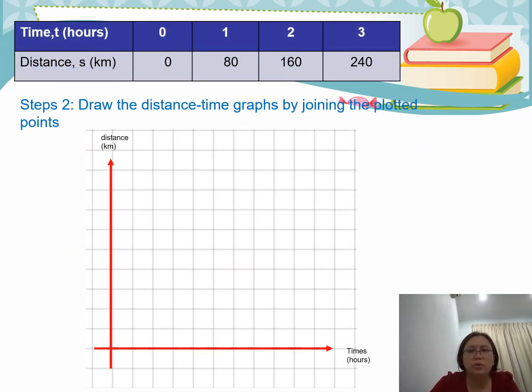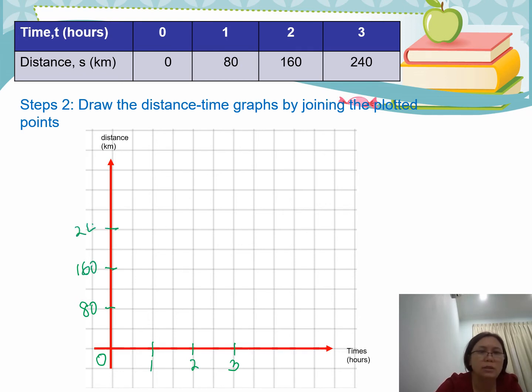Step 2. At first, you draw your x-axis and y-axis. Then you choose a suitable scale to represent your x-axis. Start from 0. Every 2 units on your x-axis represent 1 hour: 1, 2, and 3. For your y-axis, every 2 units will represent 80 km. Start from 80 until 240.